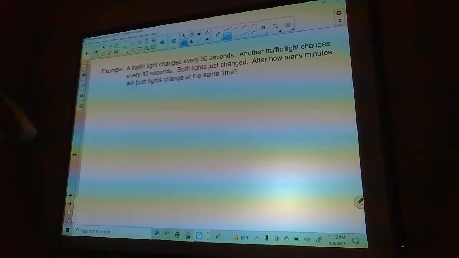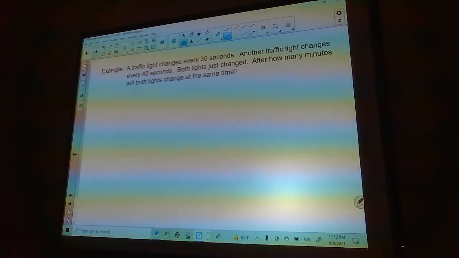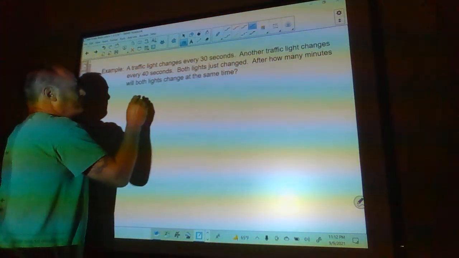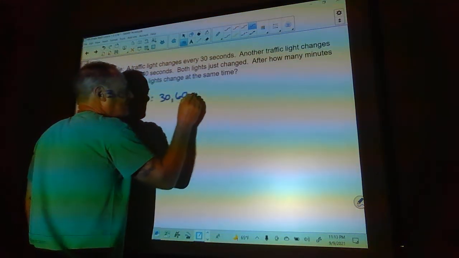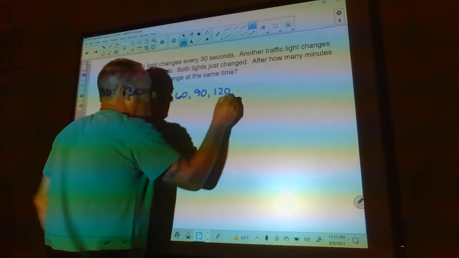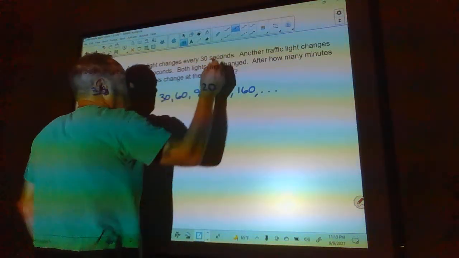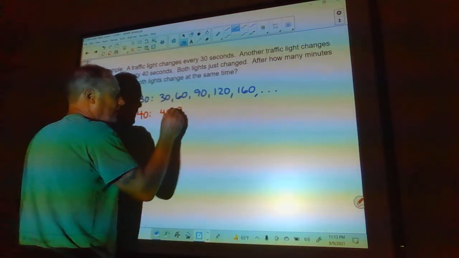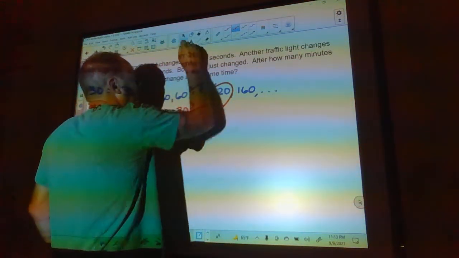A traffic light changes every 30 seconds. Another traffic light changes every 40 seconds. Both lights just change. After how many minutes will both lights change at the same time? Okay, so it's going to be the least common multiple. So this one's going to go 30, 60, 90, 120, 150, and so on. This other one, every 40 seconds, is going to go 40, 80, 120. There we go. That's the answer.